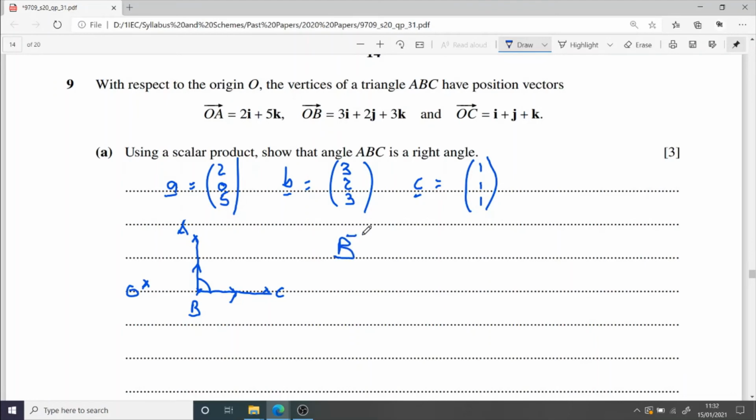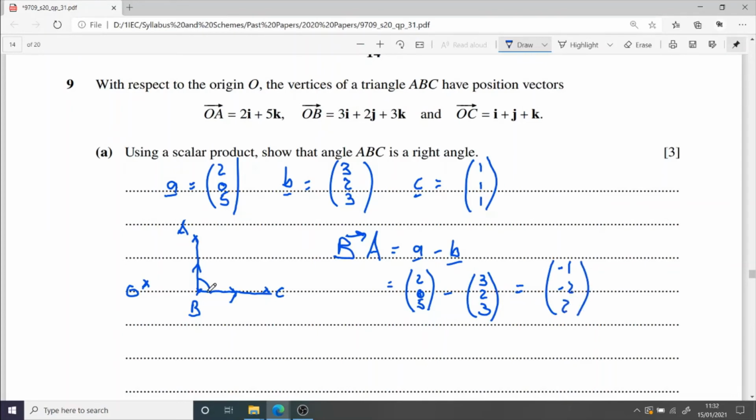Let's find the vector BA first of all. So the vector BA is equal to A minus B, because we are going to go backwards along the position vector to B, and forwards along the position vector to A. So A is positive, B is negative. So that is 2, 0, 5, subtract 3, 2, 3. So we get minus 1, minus 2, 2.